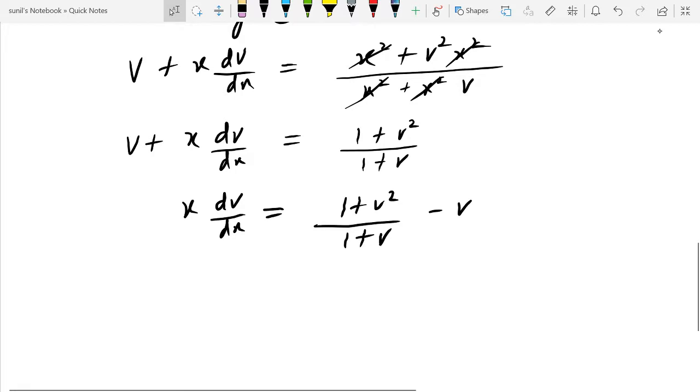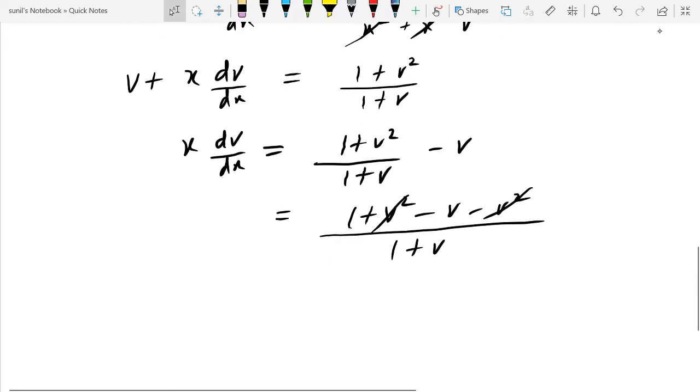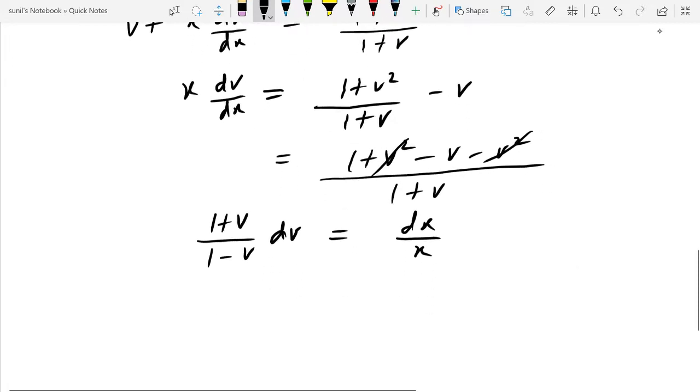Now let us simplify it again. 1 plus v square minus v square upon 1 plus v. V square will get cancelled. Now if I separate the variables, it will be 1 plus v upon 1 minus v dv is equal to dx by x. Now integrating both sides.